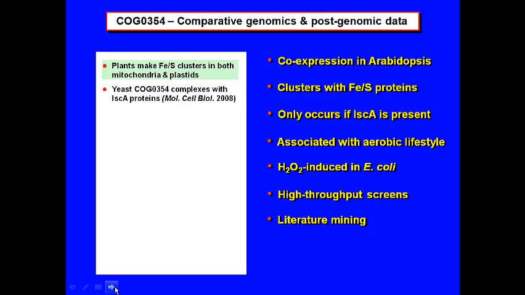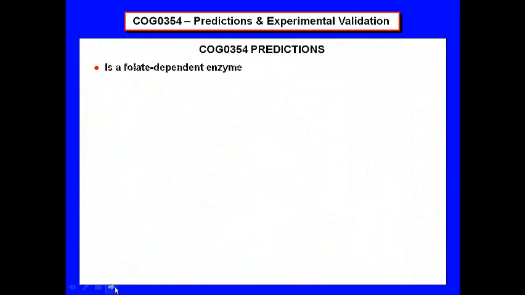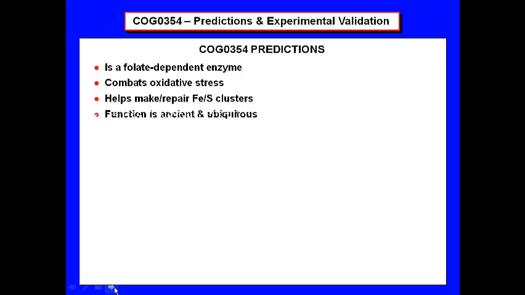And we know that the E. coli mutant in our protein has low activity in MIA-B, which is an iron sulfur enzyme. So if you put all that together, we can make some predictions about this protein. We can predict that it's a folate-dependent enzyme, like its homologue. We can predict that it's combating oxidative stress, that it helps make or repair iron sulfur clusters, and that its function is ancient and ubiquitous like iron sulfur proteins themselves. There are even people who postulate that iron sulfur proteins came before life. They were part of the prebiotic world.